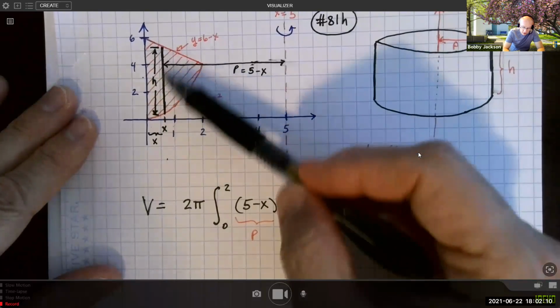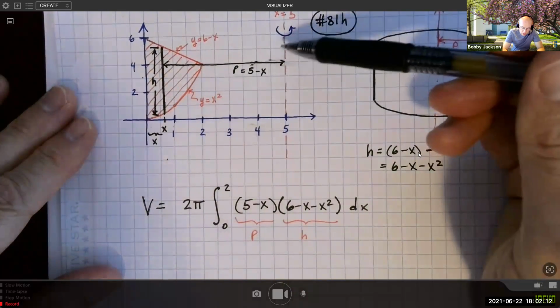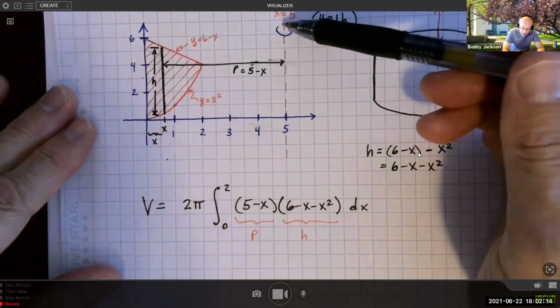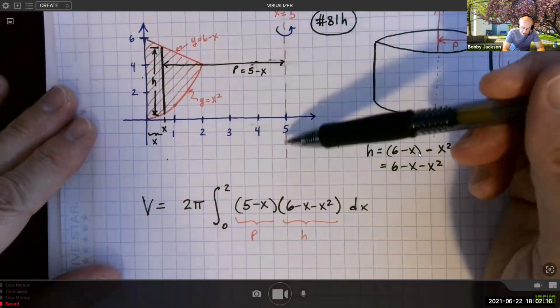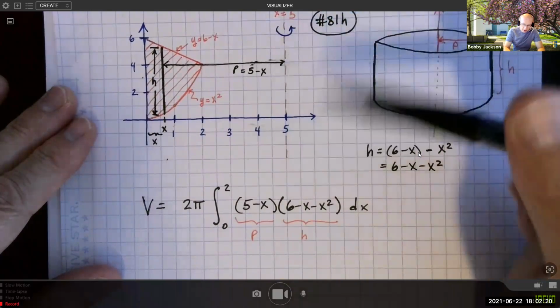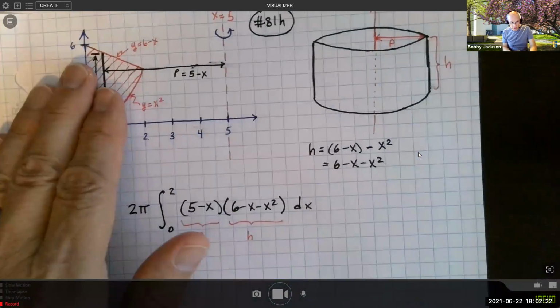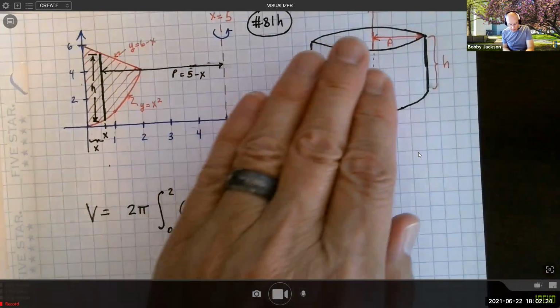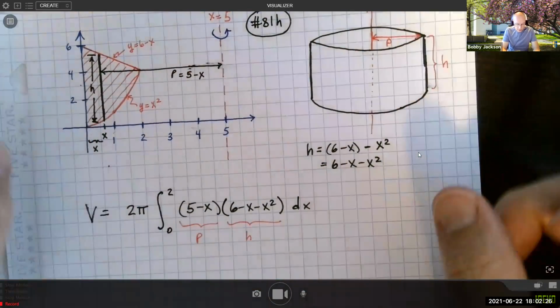And then we're going to take this region and rotate it about the vertical line x equals 5. Remember, x equals 5 is a vertical line. X is 5 on this line, y can be anything, so it's a vertical line. And so this region is going to rotate all the way up and go back into the page over here, and we're going to get this solid.